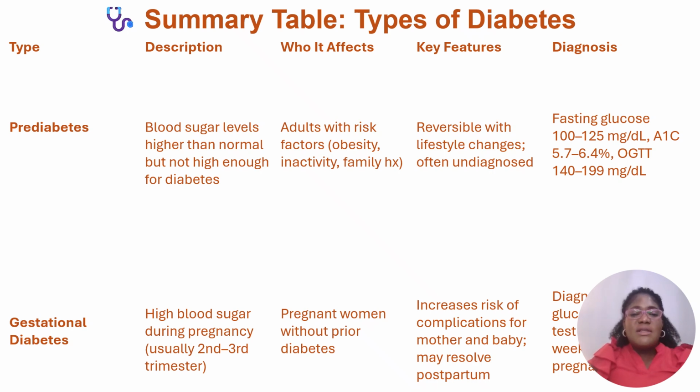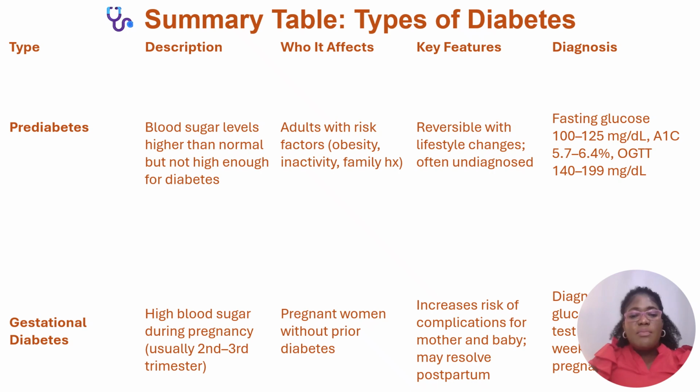Who's most at risk? It's adults with obesity, inactivity, family history, and this prediabetes can also be diagnosed with an A1C test. The A1C level is usually between 5.7 to 6.4%, and the fourth type is gestational diabetes.